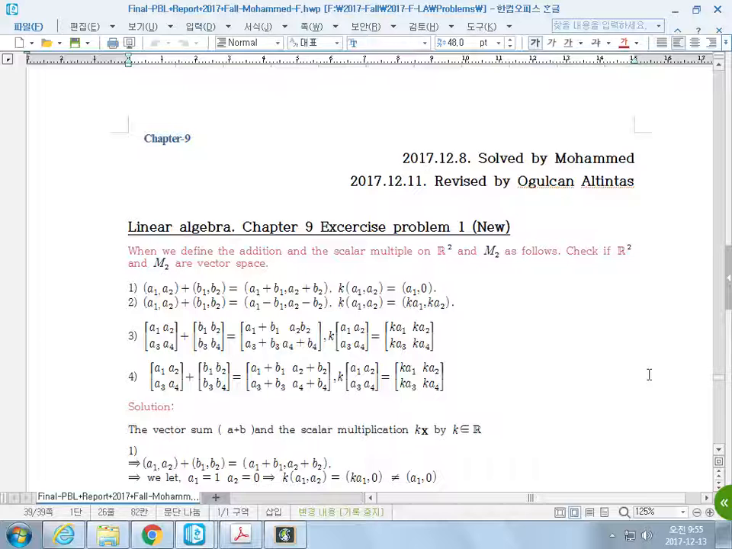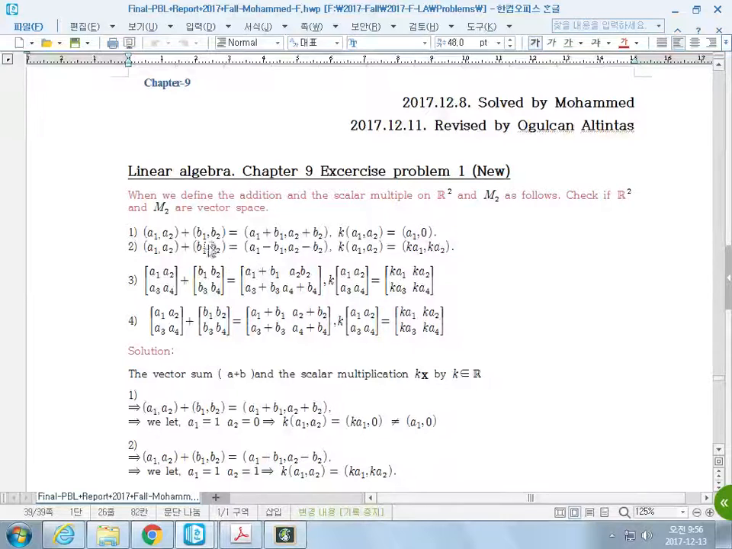Okay. Hello, how are you? I will just start my presentation from the end of the PBL report, chapter 9. So the first problem is problem 1. The problem was asking: we define the addition and the scalar multiple on R2 and M2 as follows. Check if R2 and M2 are vector spaces.